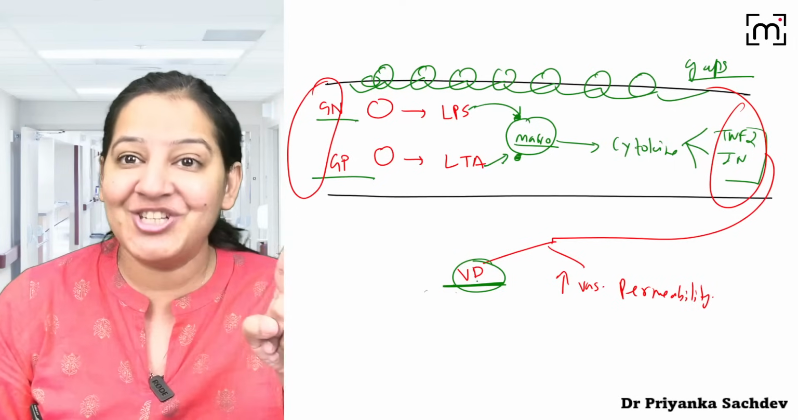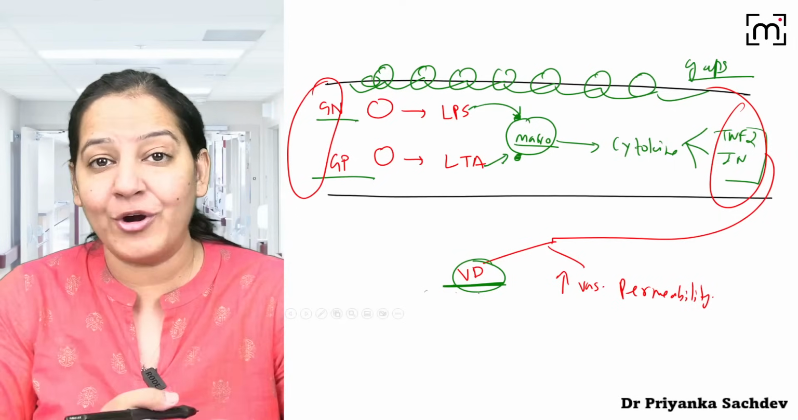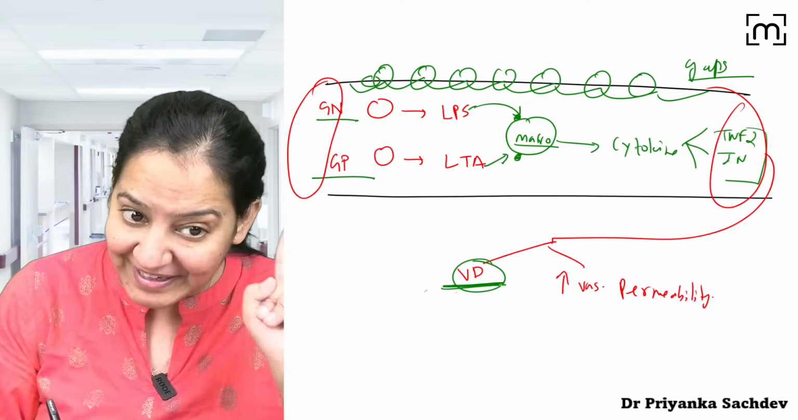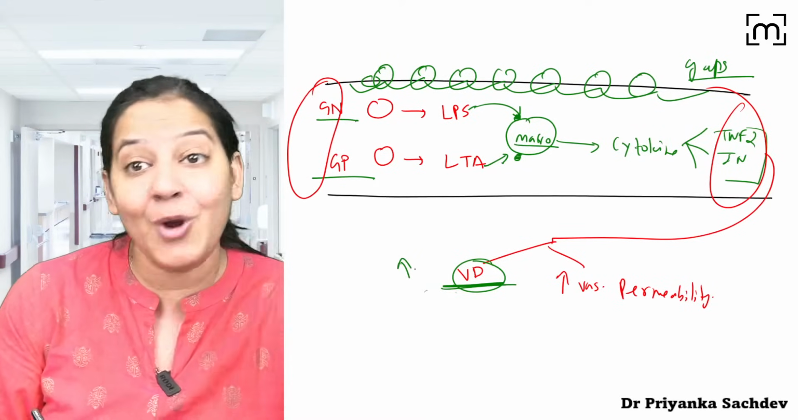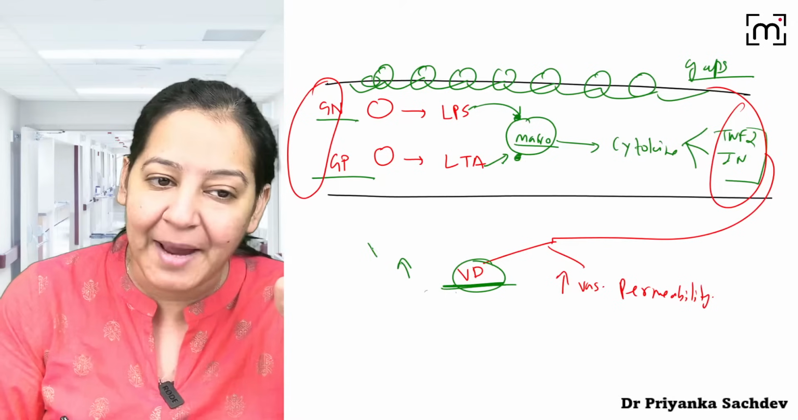So it is the only shock. In all other shocks, I have taught you the blood supply was decreasing. Here in the initial phase, the blood supply will increase, not decrease. It is known as hyperdynamic shock.